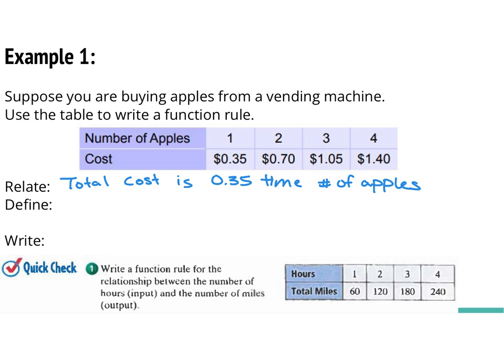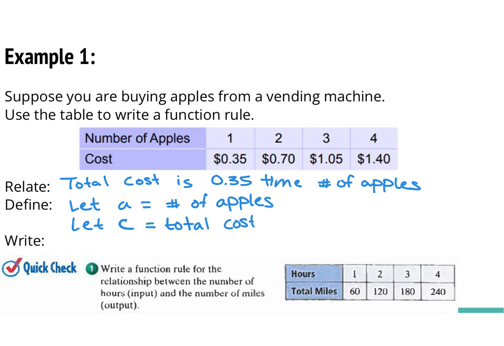Then we need to find our variables. We don't know the number of apples because it could change, so we're going to let A equal our number of apples. And our other piece of information is our cost, so we'll let C equal our total cost.